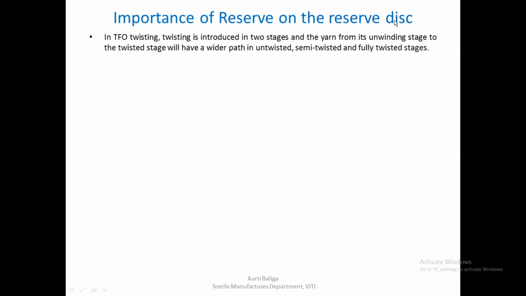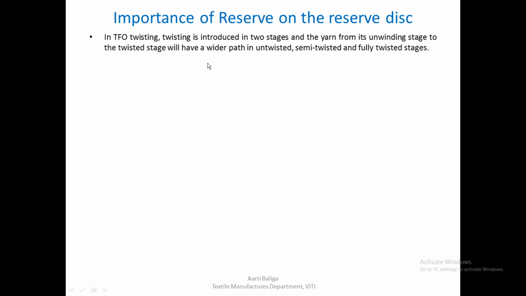So, the importance of reserve on the reserve disc. In TFO twisting, twisting is introduced in two stages, and the yarn from its unwinding stage to the twisted stage will have a wider path through untwisted, semi-twisted, and fully twisted stages. That means, as we have seen, the path is longer than what is normally there on a doubler. In a normal doubler, whatever yarn is coming from the assembly wound package comes out directly and is twisted immediately, whereas in this case it has to pass through the hollow spindle along the entire length, come out from the bottom, and again come out in the form of a balloon, and then finally get fully twisted.